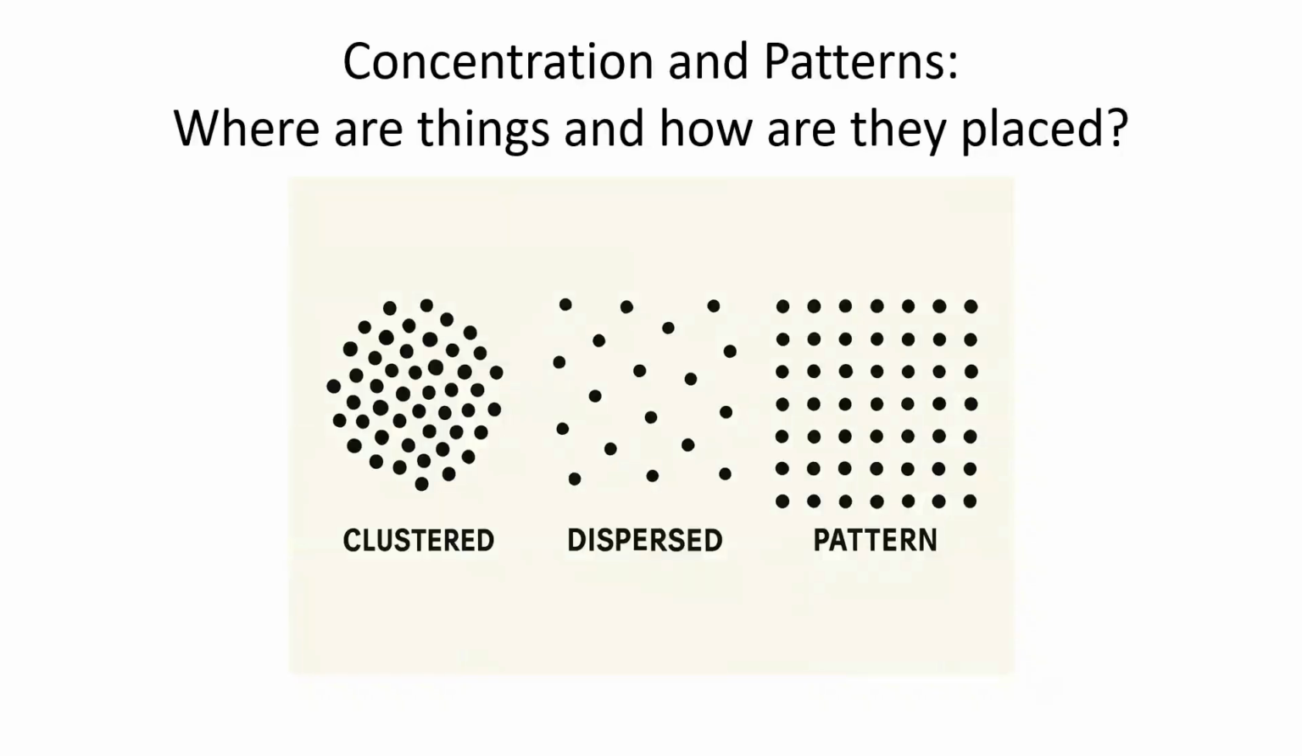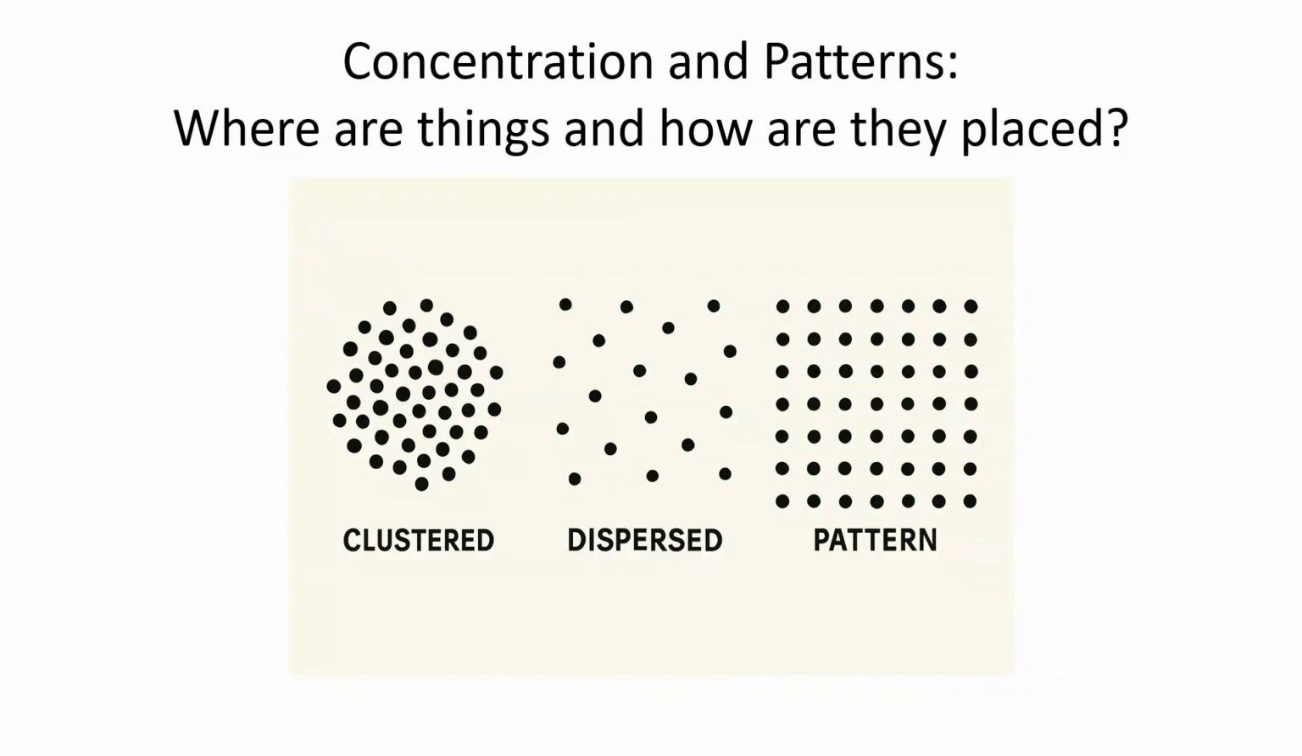When we're thinking about analyzing geographic data, we also oftentimes think about concentration and patterns. So, where are things and how are they placed? And when we're talking about where things are and how they're placed, there's some vocabulary words that we should know. We often talk about where things are clustered or where they are dispersed. So where are they together or where are they spread out? And is there a regularly occurring pattern that we can use to predict where things will go?